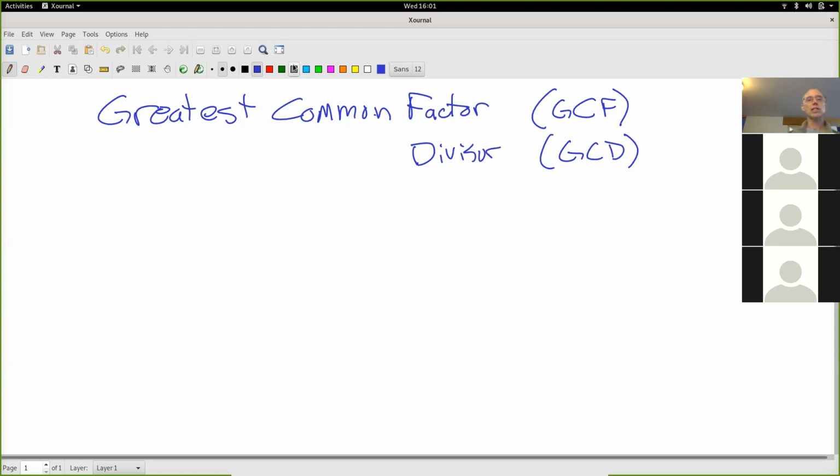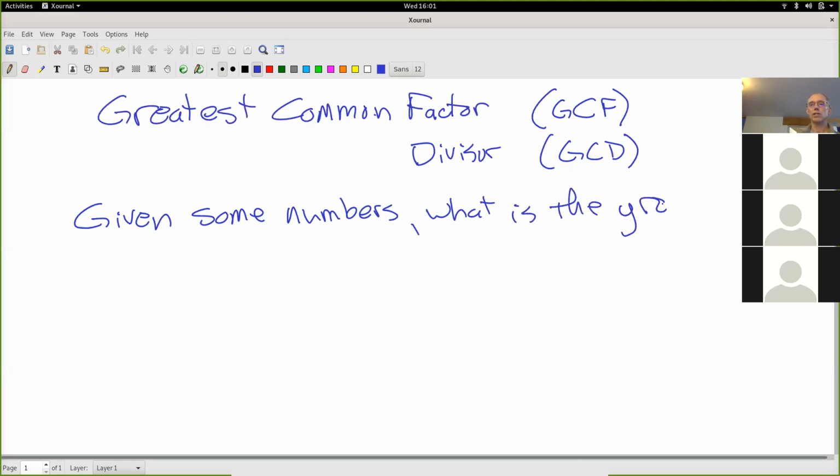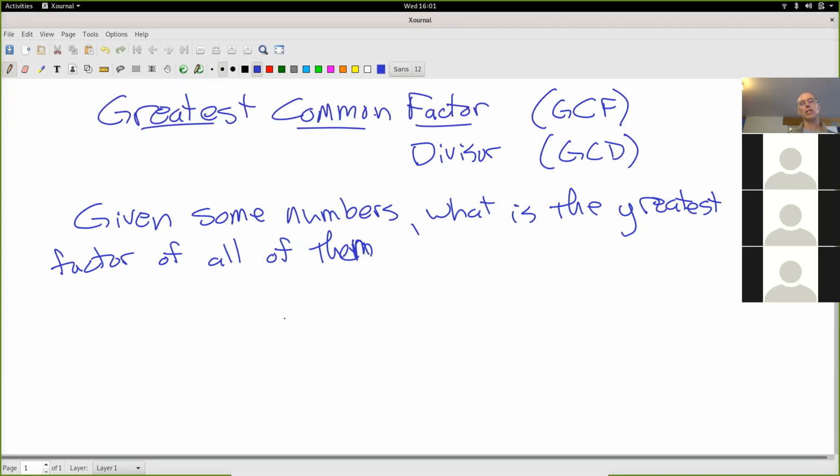And the way to think about this is, given some numbers, two or more, what is the greatest factor of all of them? So we're looking for factors of numbers. Those factors have to be common, and we want the greatest of the common factors. So we're just going to play around with that idea in a couple of different ways.